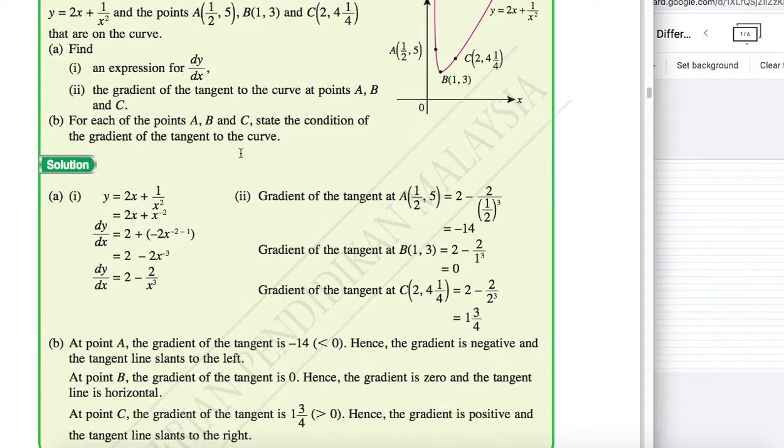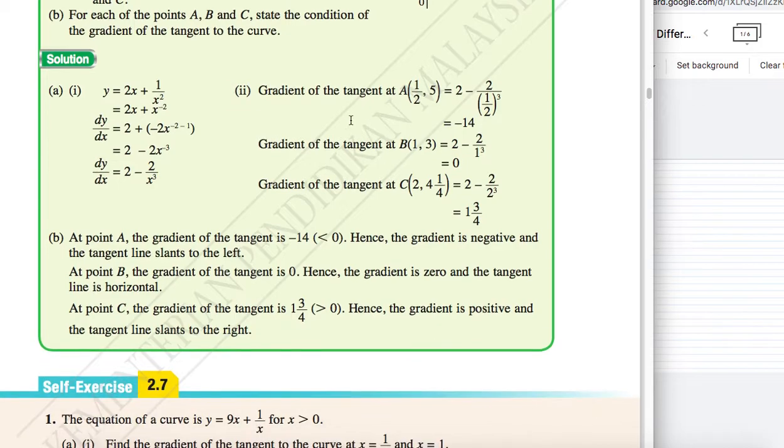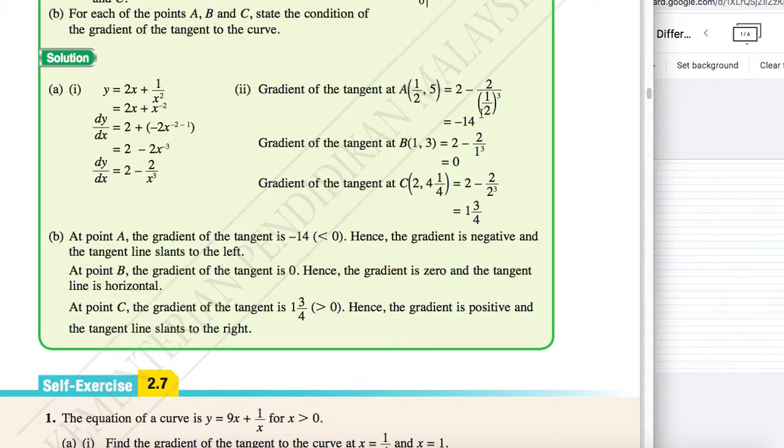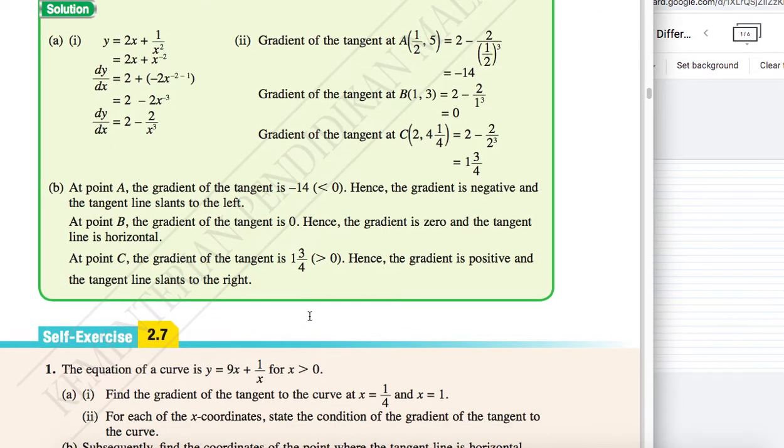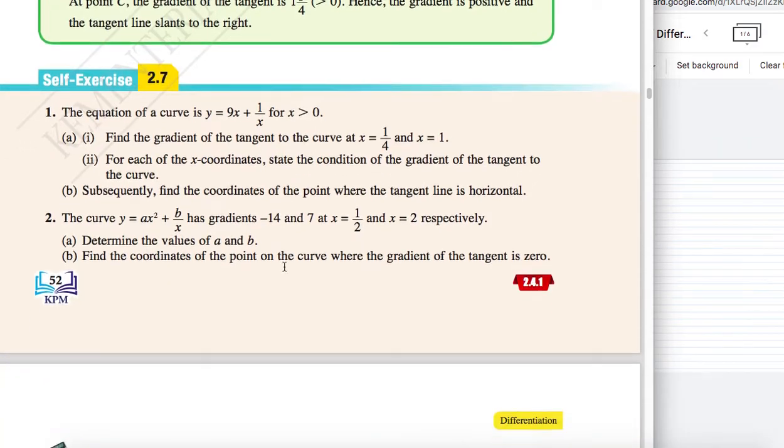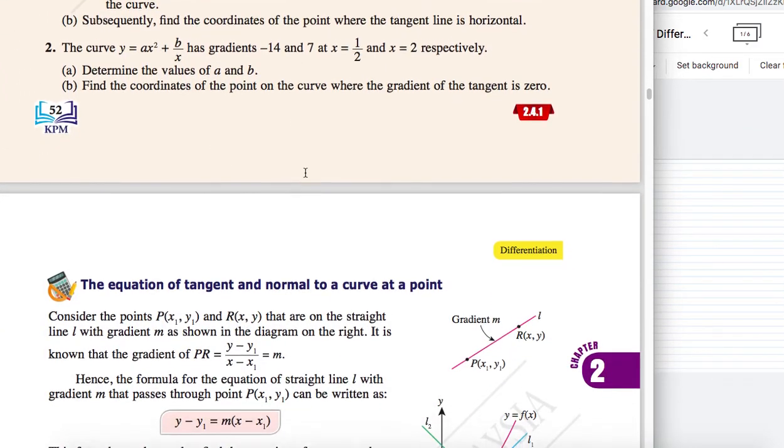For each of the points A, B, C, state the condition. What is the condition? This is less than 0. The gradient is less than 0, so the gradient is negative. And when the gradient is negative, the tangent slants to the left. When it's 0, it's horizontal. When it's more than 0, the gradient is positive and the tangent slants to the right. Okay, finish. And you can do self-exercise 2.7, only 2 questions.